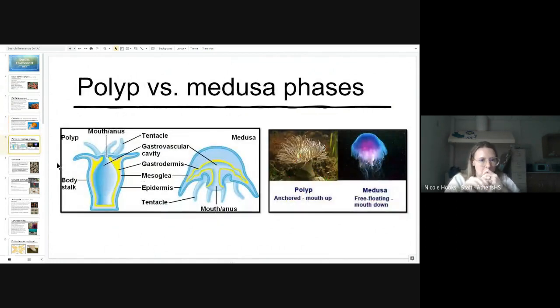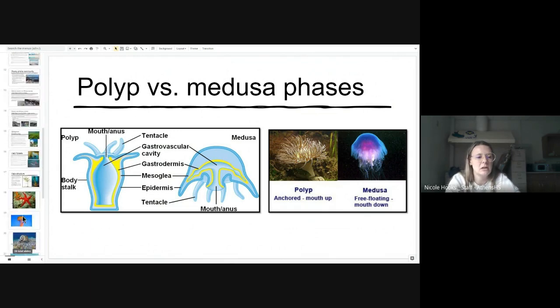All right. So our polyp versus medusa stages. When an animal is a polyp, for example our corals, they are like this picture here on the left. Their mouth and anus are one hole, and they'll bring in the food with their tentacles. A jellyfish, on the other hand, is like a flipped upside down version of the polyp, and its mouth and anus are on the bottom, and its tentacles pull things in from the outside up into the mouth. Polyp form is sessile, mouth up. Medusa form is free floating and mouth down.